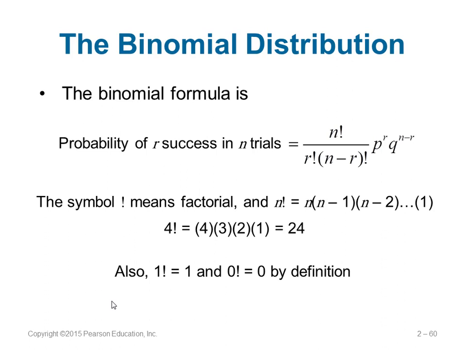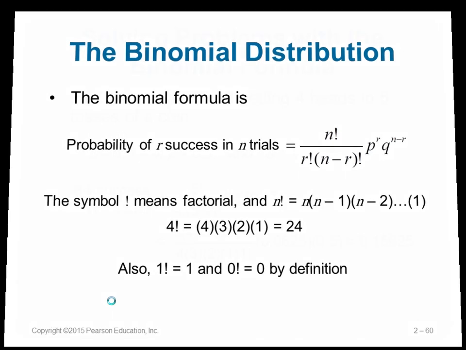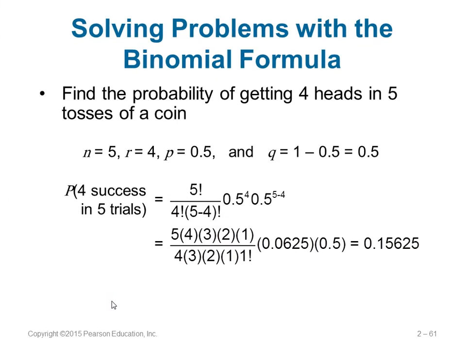And factorial, you already know how to calculate factorial. n factorial is equal to n into n minus 1 into n minus 2 until 1. 1 factorial is 1, which we all know. Here is an example given.